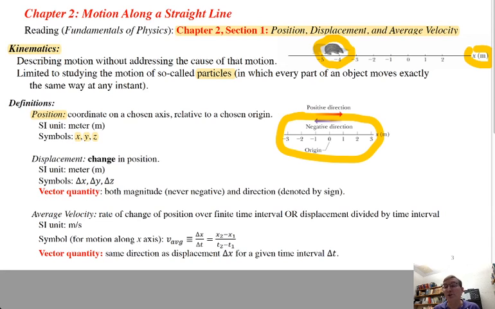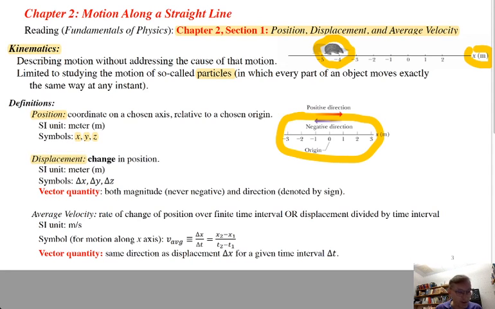Now, if the object is just sitting on the x-axis and never moving, then its position is never changing. That's going to be pretty boring. We're not going to limit ourselves to just that. We're going to be more interested in particles that change their position on an axis, such as an x-axis. Right? They're moving around. So we need something more than just position, or at least it's useful to have something more than just position. The next quantity we're going to define is called displacement.